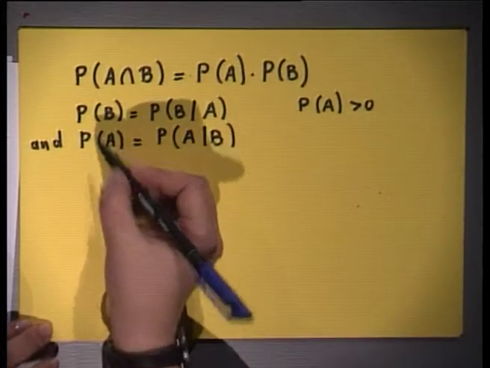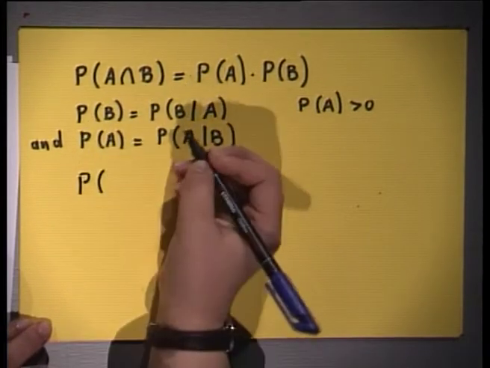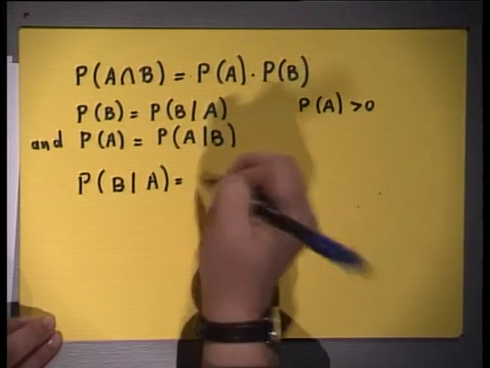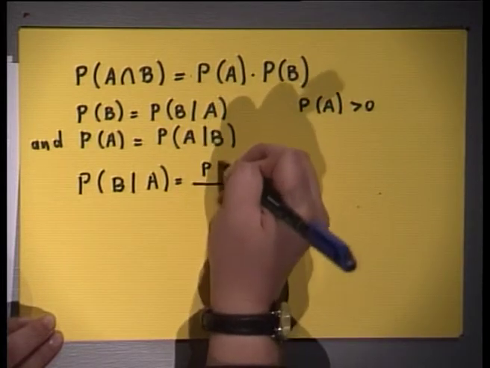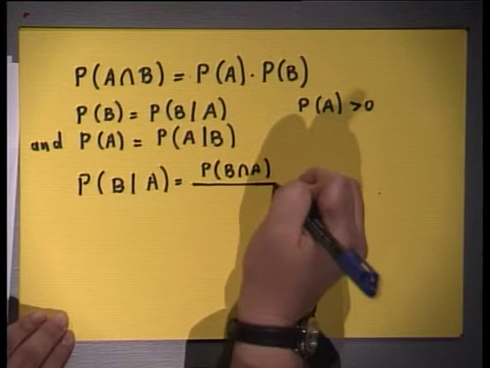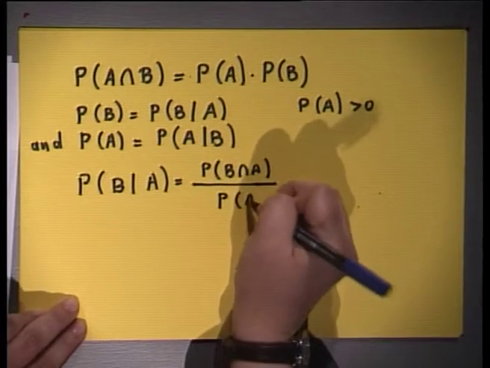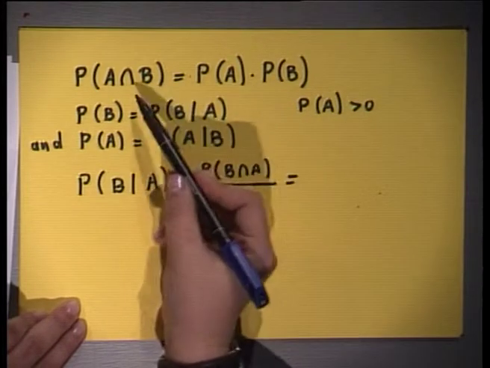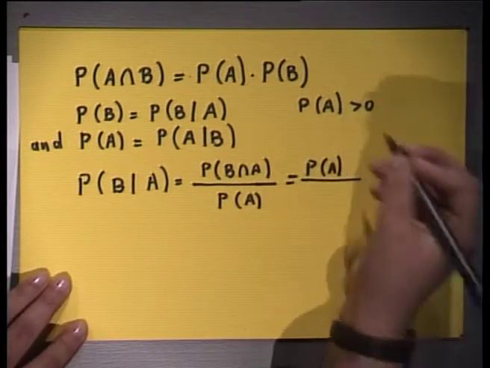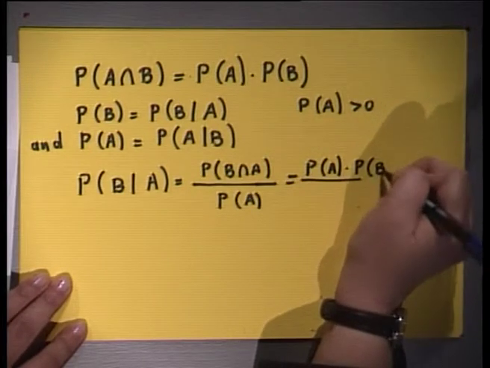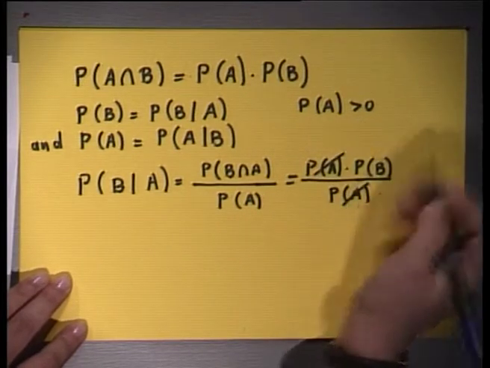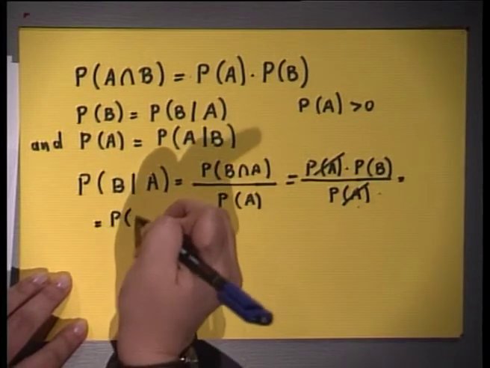So, for the first one, we have that probability of B given A, from the definition of the conditional probability, is equal to the probability of B intersection A divided by probability of A. From the definition of the independent events, we know that this is equal to the probability of A times the probability of B divided by the probability of A. And so, this is equal to the probability of B.